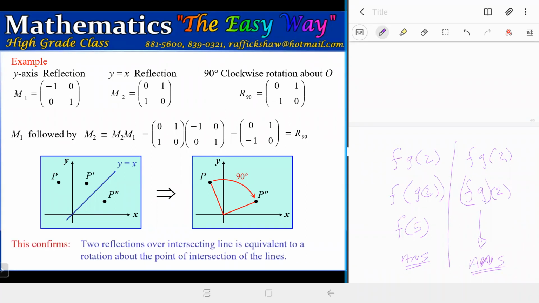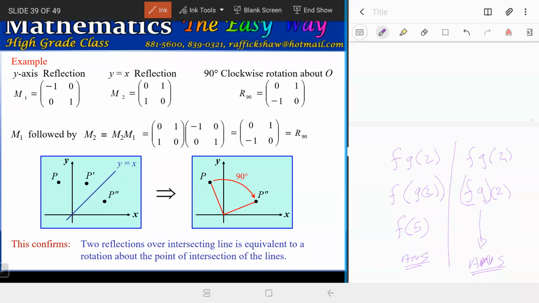And that confirms it for us. If you want to get the single matrix, you multiply the second one by the first one. Also, it confirms that two reflections over intersecting lines is equivalent to a rotation about the point of intersection of the two lines. And also remember that it is twice the angle between the lines. Put it down here.